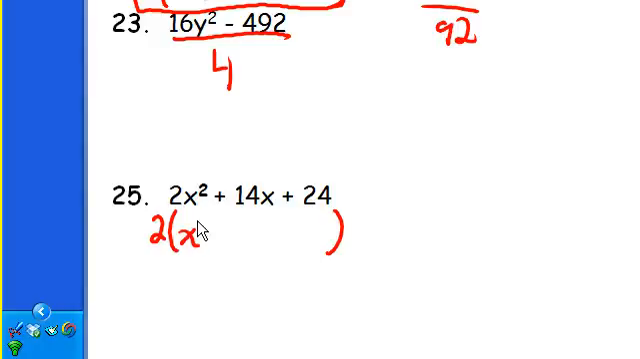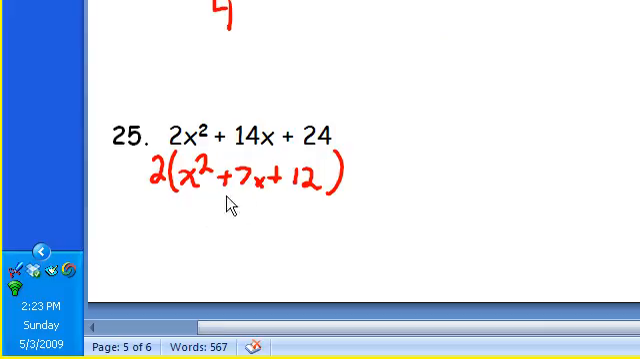So 2 times x squared would be 2x squared. 2 times 7x would be 14x. And then 2 times 12 would be 24. So now let's go ahead and factor this.